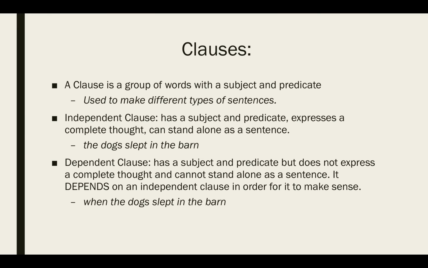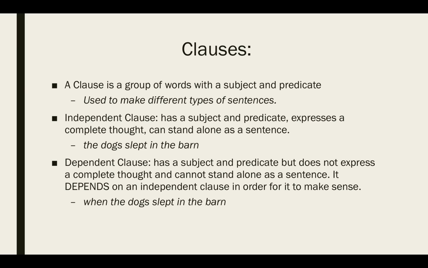All right, another main topic we covered this chapter was clauses. A clause is a group of words that has a subject and a predicate. They're used to make different types of sentences. An independent clause has a subject and a predicate. It makes a complete thought, and it can stand alone as a sentence by itself.